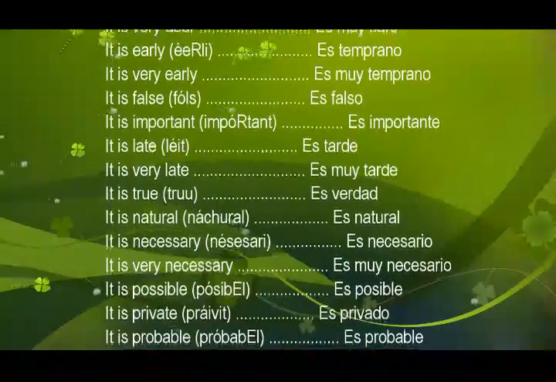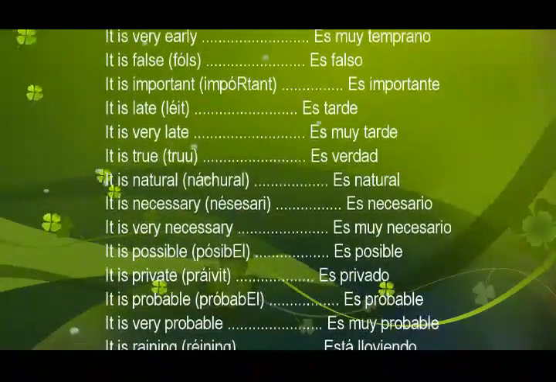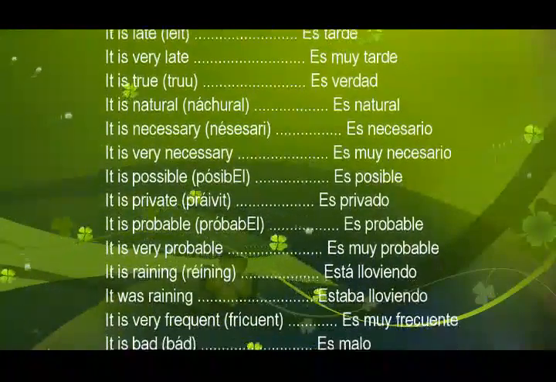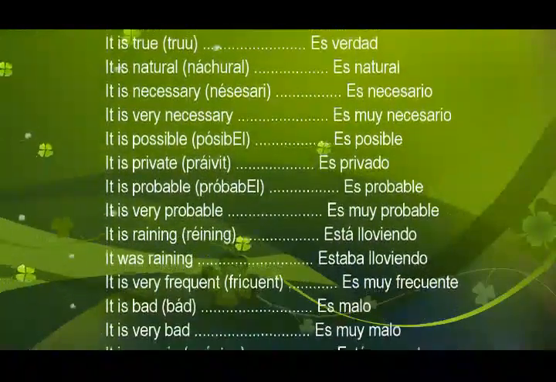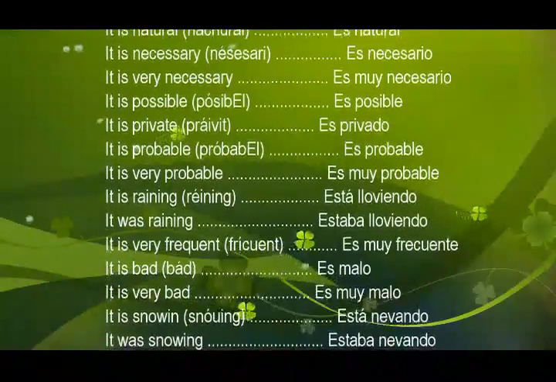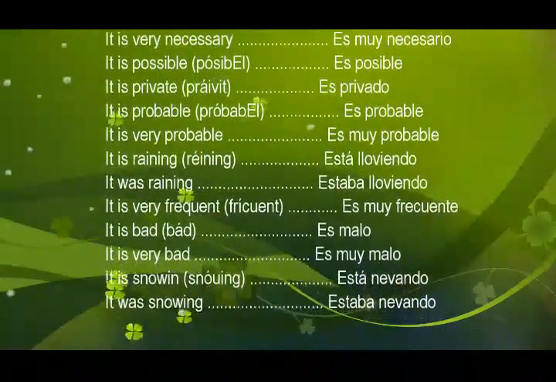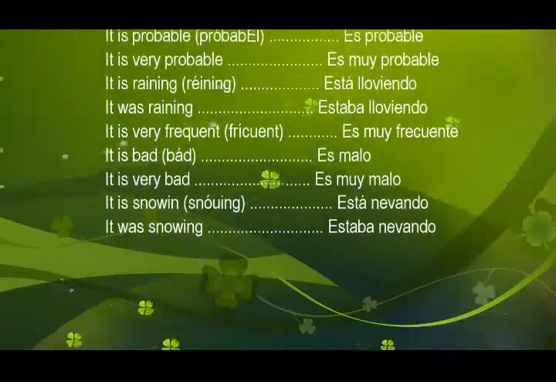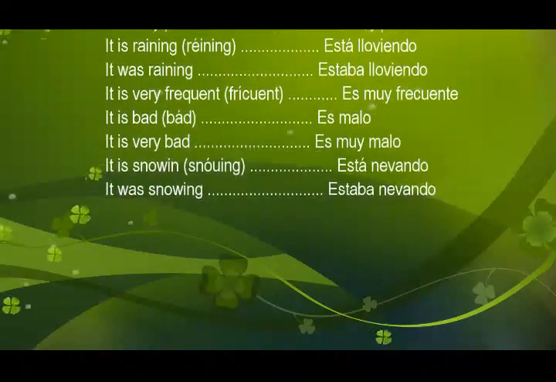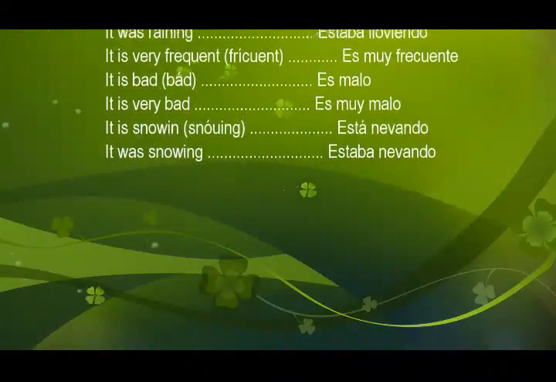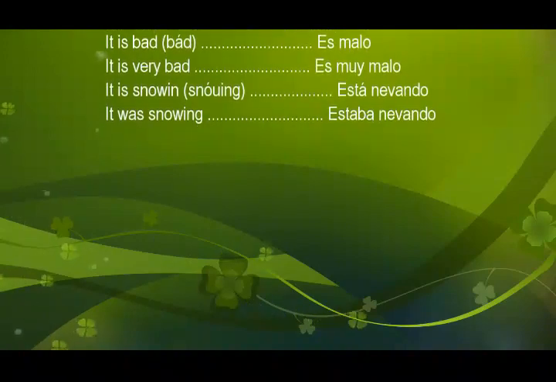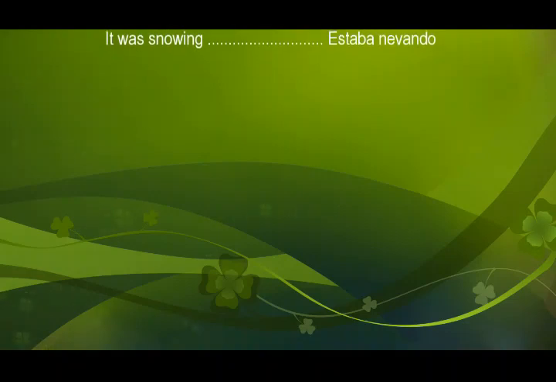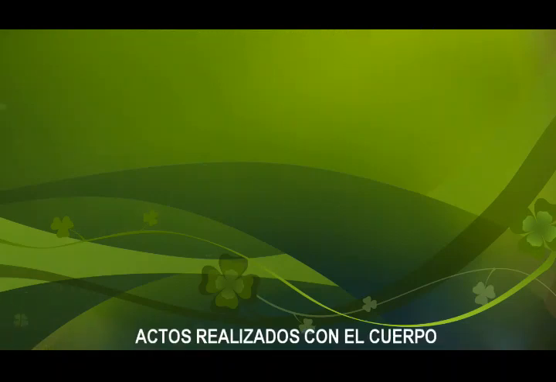It is true. It is natural. It is necessary. It is very necessary. It is possible. It is private. It is probable. It is very probable. It is raining. It was raining. It is very frequent. It is bad. It is very bad. It is snowing. It was snowing.